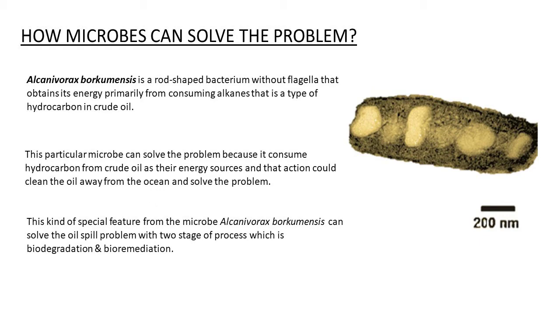It's a rod-shaped bacterium without flagella that obtains its energy primarily from consuming alkanes, a type of hydrocarbon in crude oil. This particular microbe can solve the problem because it consumes hydrocarbon from crude oil as its energy source, and this action could clean the oil away from the ocean. This special feature of Alcanivorax borkumensis can solve the oil spill problem with two stages of process, which are biodegradation and bioremediation.